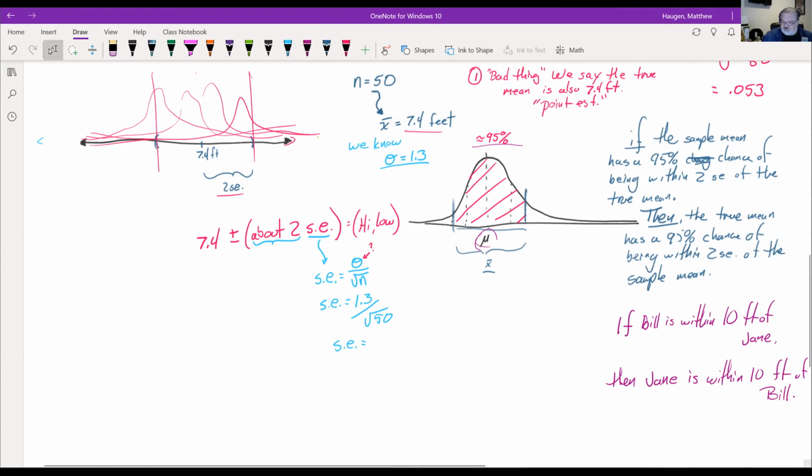Let's do that real quick. 1.3 divided by the square root of 50 is 0.184. So that gives us 7.4 plus or minus, again, about 2 times 0.184. So about 2 standard errors.